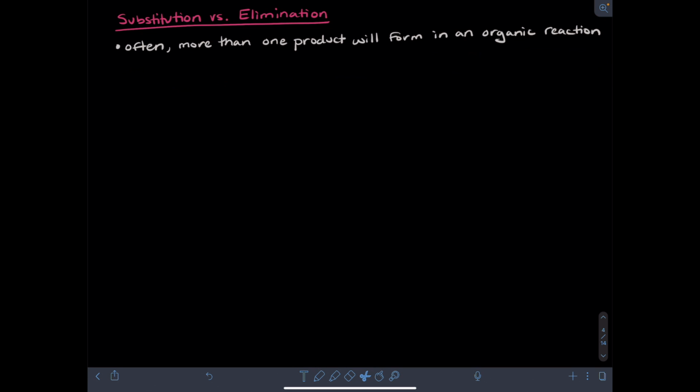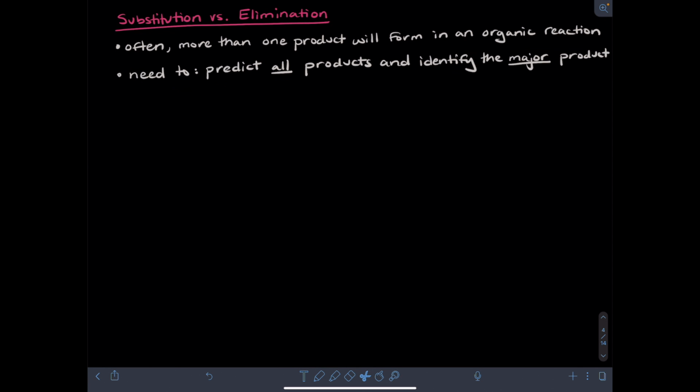Often, in reactions with alkyl halides, more than one product will form. A skill to develop is the ability to predict all possible products that would form, and then to analyze all of those potential products and identify which one or ones are the major product. We'll do this using three steps.